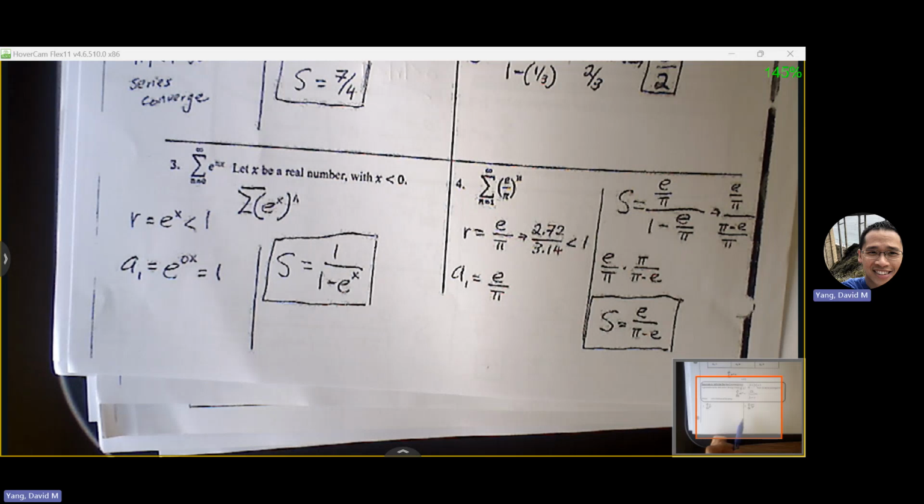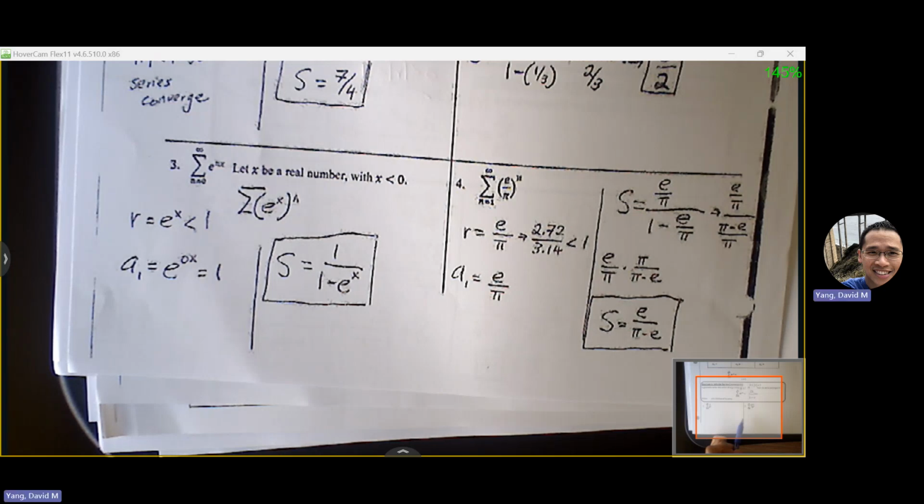A sub 1 is e to the 0 times x. Anything times 0 is 0. E raised to 0 is 1. So my a sub 1 is 1, and my ratio is e to the x. All I know is that e to the x is less than 1. I don't know what x is. So the furthest I can go from what's given to me is the sum is 1 over 1 minus e to the x.